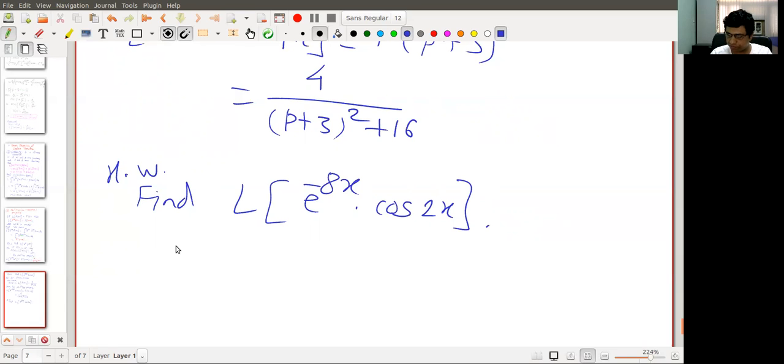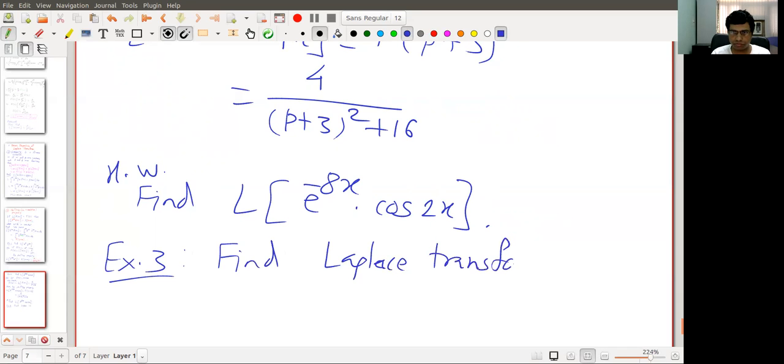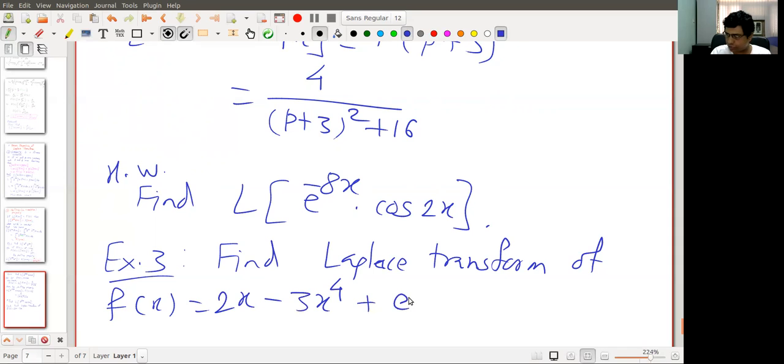Example 3. Find Laplace transform of function f of x equal to 2x minus 3x raised to 4 plus e raised to x into cos 7x.